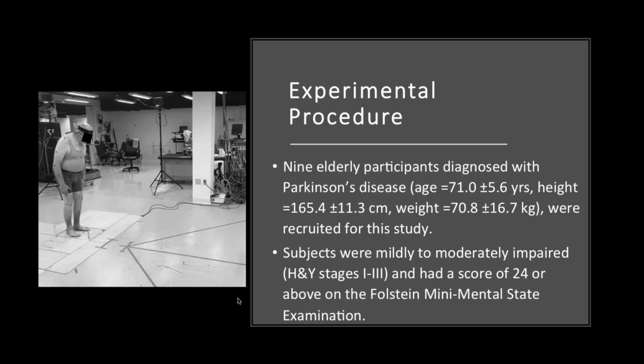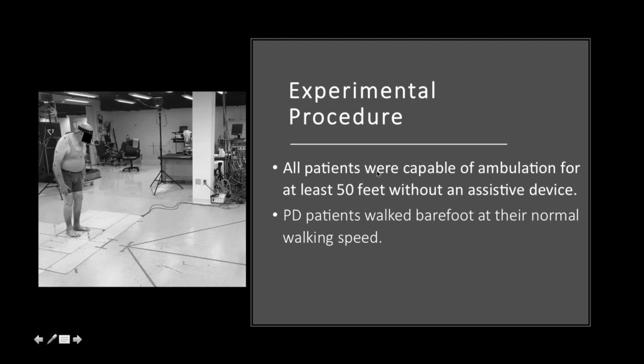We had 9 elderly patients diagnosed with Parkinson's disease. Their average age was 71 years. They were mildly to moderately impaired. As I said, the disease has 5 stages, so the patients recruited were between stage 1 to 3, because beyond stage 3, we tend to use walkers or wheelchairs, and we wanted patients who can walk on their own. All patients were able to walk at least 50 feet without an assistive device, and they walked barefoot at normal walking speed.